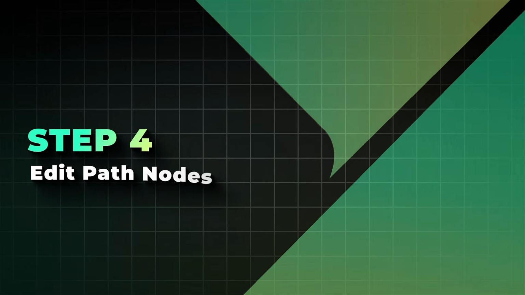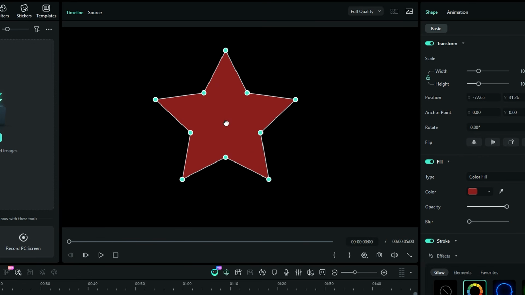Step 4. Edit path nodes. After converting the shape, you can now move and adjust the path points freely. This transforms the shape from a parametric object into a flexible vector path. One important thing to note: once converted, the original shape parameters, like points or corner radius, can no longer be edited. However, you can still undo the conversion if needed.